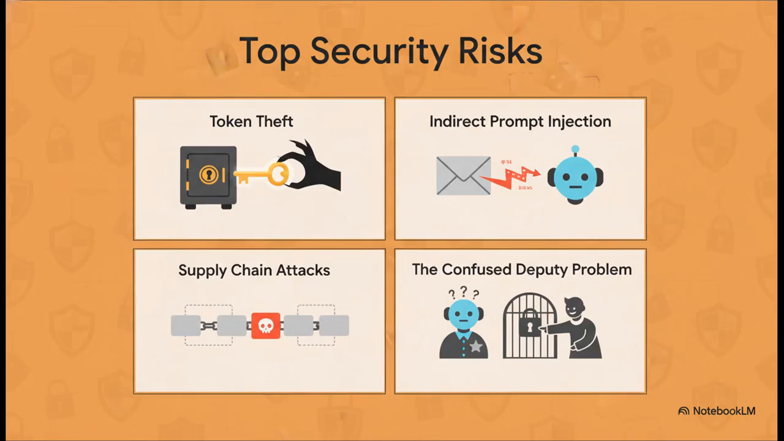So just imagine for a second, you have one MCP server, and it holds the keys to your Gmail, your Slack, and your company database. That thing becomes a massive target for token theft. But it gets even scarier.